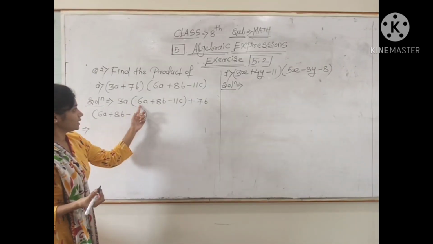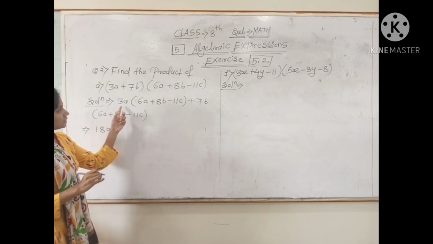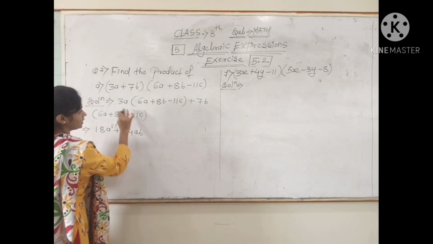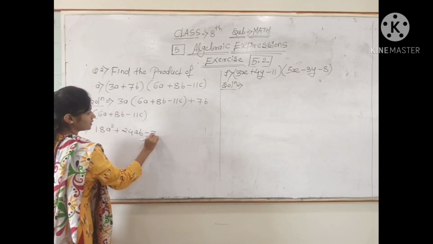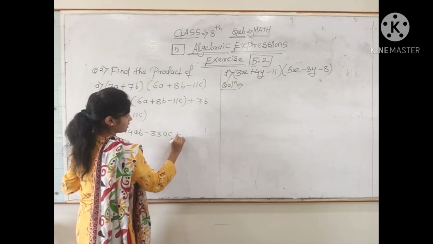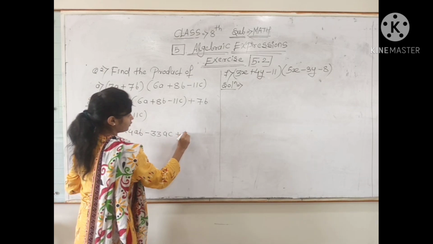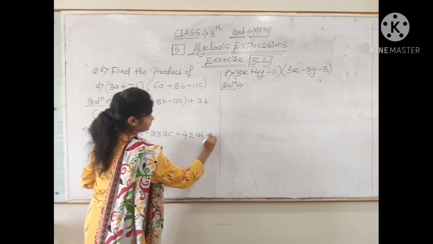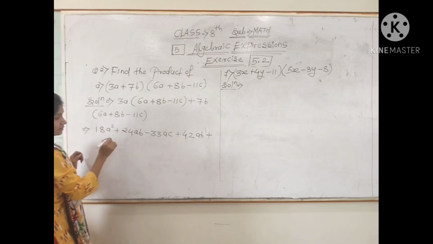All of you know how to multiply. 3 multiplied by 6 is what? 18a square plus 3a multiplied by 8b. What is that? 3 8s are 24ab. Then 3a multiplied by minus 11c. 11 3s are 33, so minus 33ac. Understand, children? After that, 7b multiplied by this bracket. 7b multiplied by 6a, how much? 7 6s are 42ab, plus 7b multiplied by 8b. 7 8s are 56.